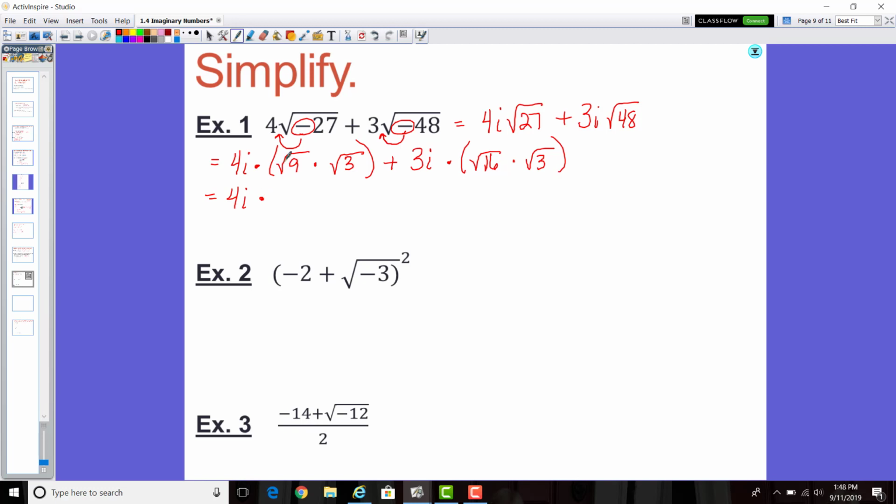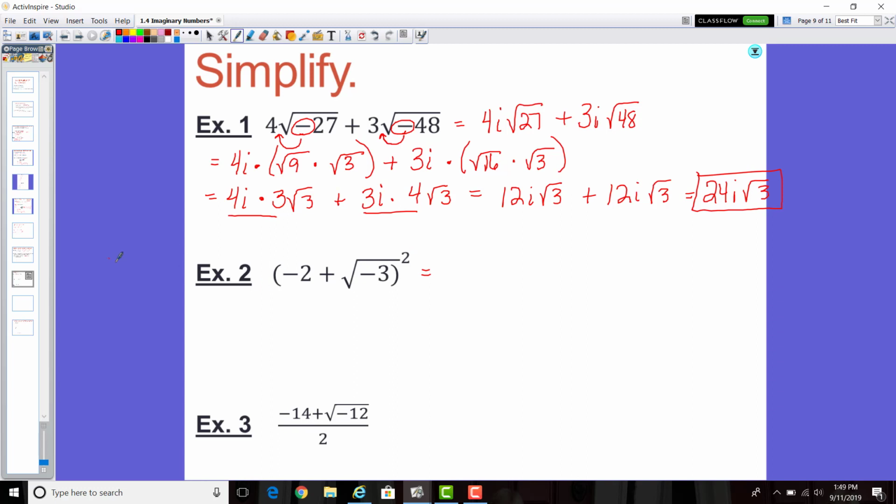So 4i is going to multiply by the reduced form of this. The square root of 9 is 3 times radical 3. Do the same thing for the next term. The square root of 16 is 4 square root of 3. Then we can multiply our coefficients. 4i times 3 is 12i radical 3. 3i times 4 is another 12i radical 3. Now we have coefficients that are like terms, and we have radicands that are like terms. 12i radical 3 plus 12i radical 3 means I have 24i radical 3.